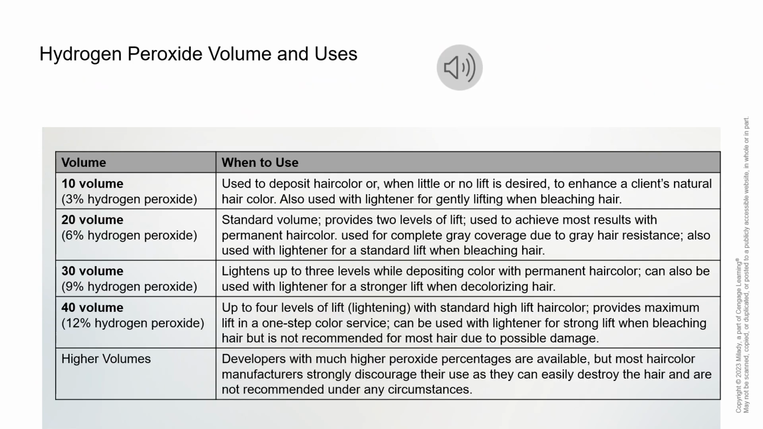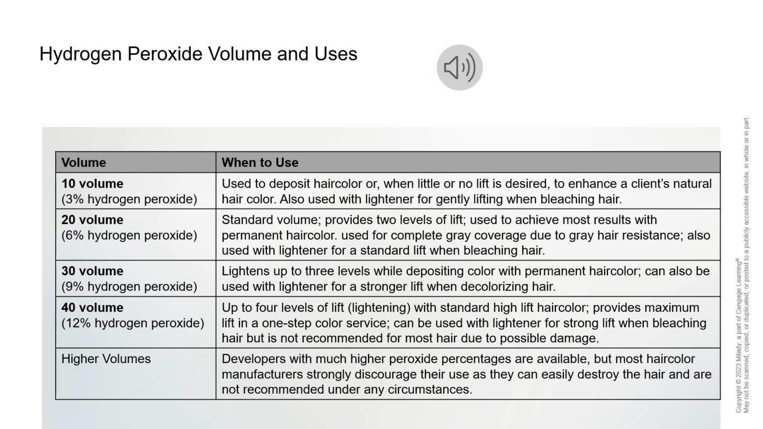Hydrogen peroxide volume and uses. 10 volume. Used to deposit hair color or when little or no lift is desired to enhance a client's natural hair color. Also used with lightener for gently lifting when bleaching hair. 20 volume. Standard volume. Provides 2 levels of lift. Used to achieve most results with permanent hair color. Used for complete gray coverage due to gray hair resistance. Also used with lightener for a standard lift when bleaching hair.